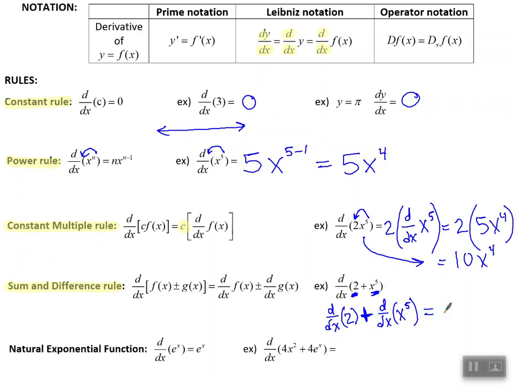What does that derivative look like? The derivative of a constant is always 0, and the derivative of x to the fifth, using our power rule, 5x to the fourth.